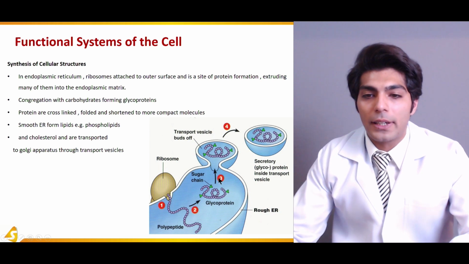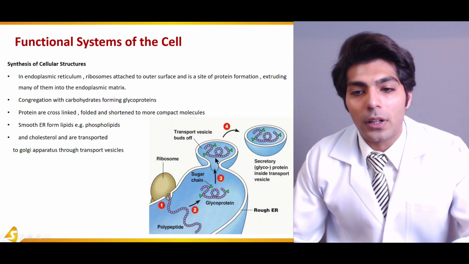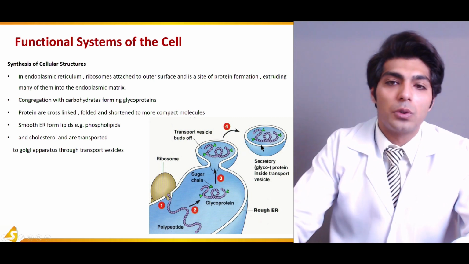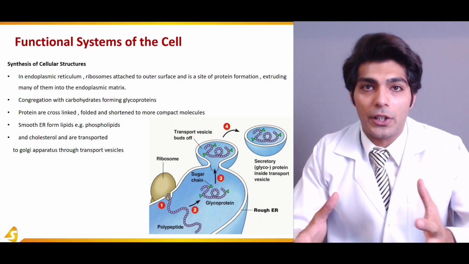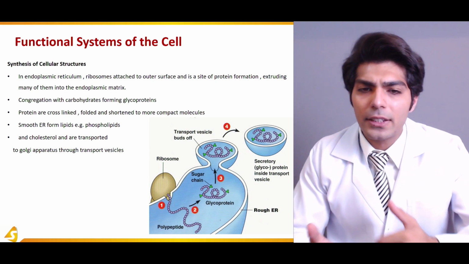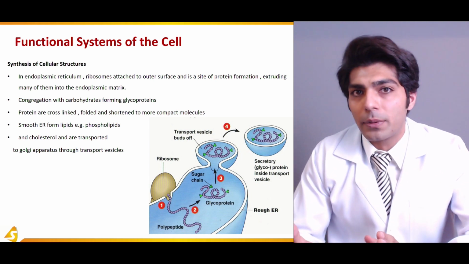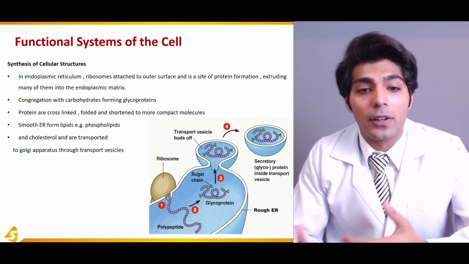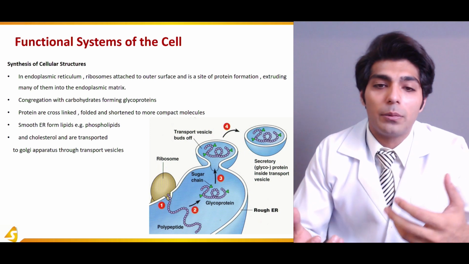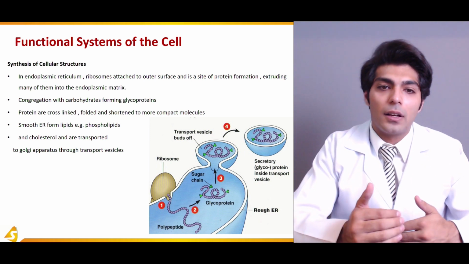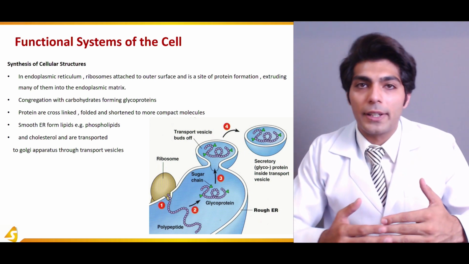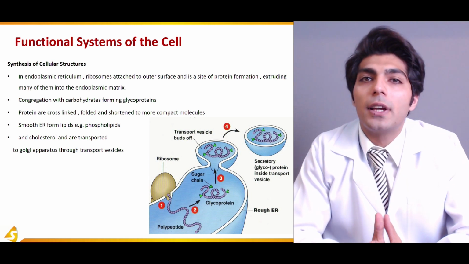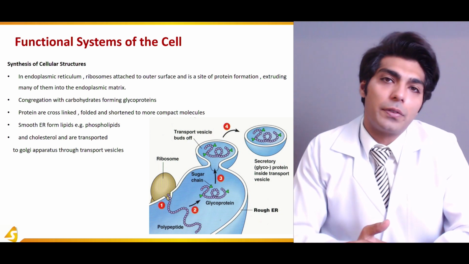This sugar component is then transported through the transport vesicle. They are budded off from the endoplasmic reticulum and presented to the Golgi apparatus for further modification. So that's how they work, and the smooth endoplasmic reticulum will form lipids like phospholipids and cholesterol, which are transported to the Golgi apparatus for further modification. So that's how the proteins synthesized in the endoplasmic reticulum are transported to the Golgi apparatus for further modification.